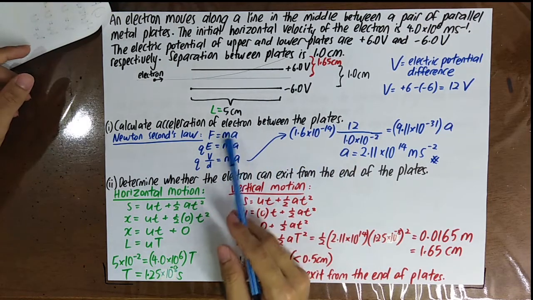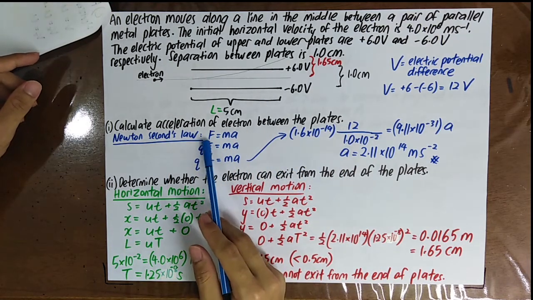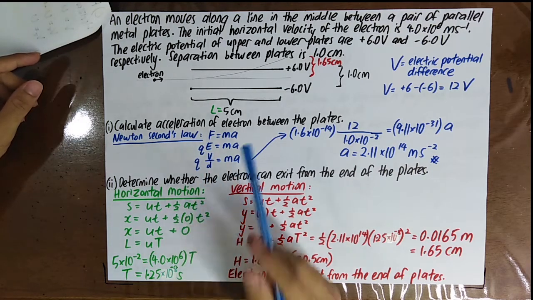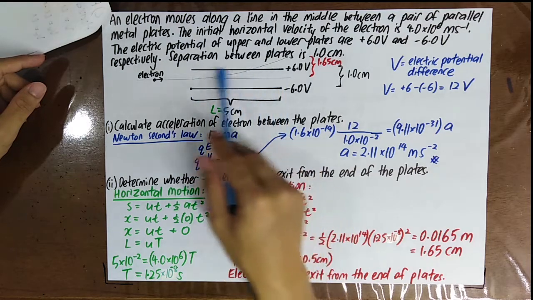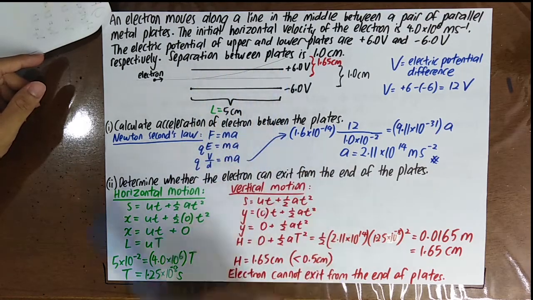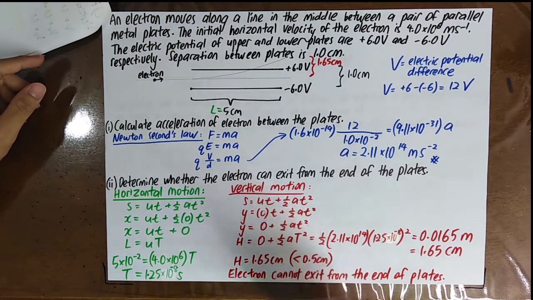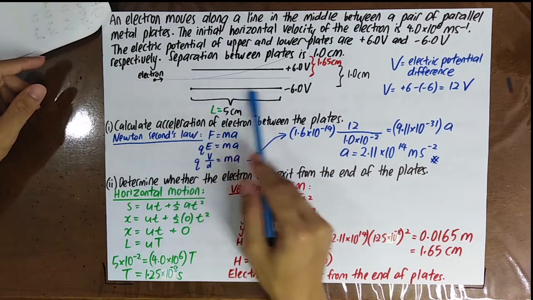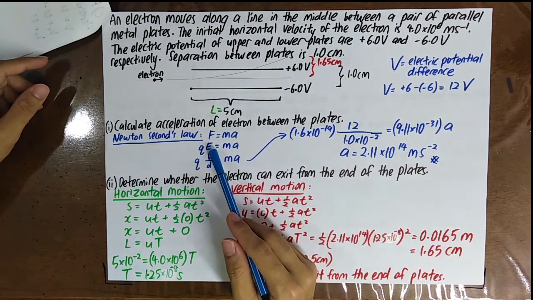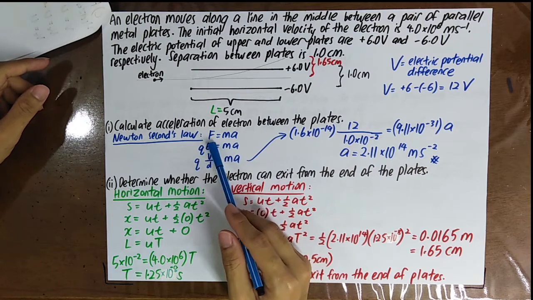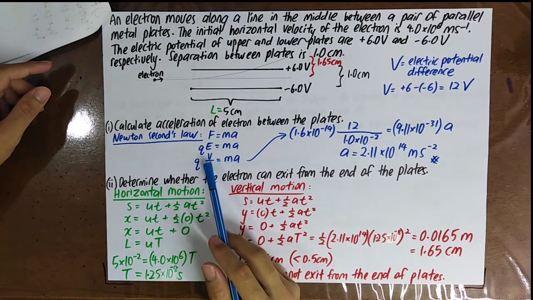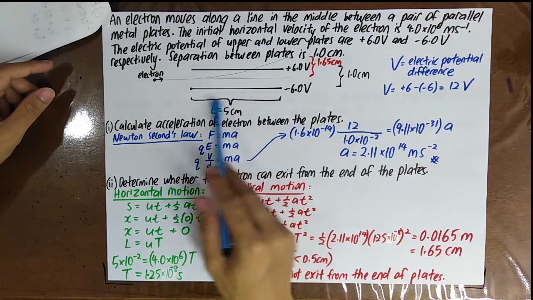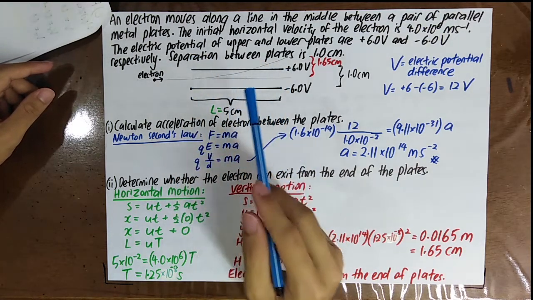Okay, F equals ma, F equals qE, and E equals V over d when the electric field strength is uniform in between the plates. If, let's say, one day the electric field is no longer uniform, then you don't have to use the formula E equals V over d anymore. E equals V over d is only applicable when the electric field strength is uniform.